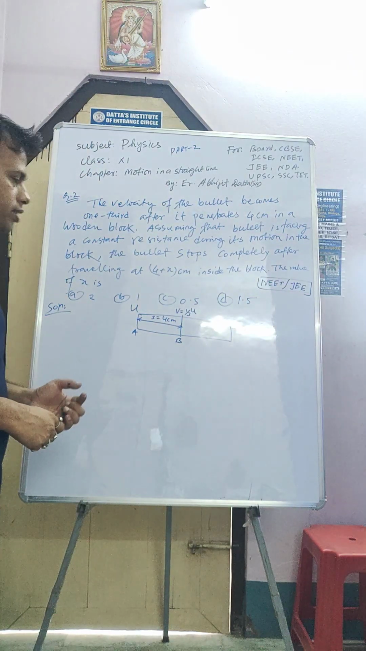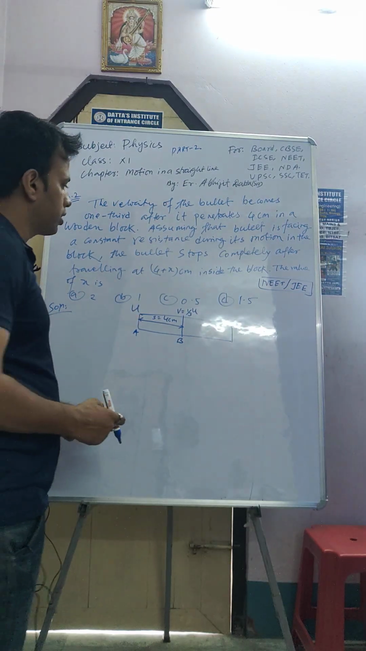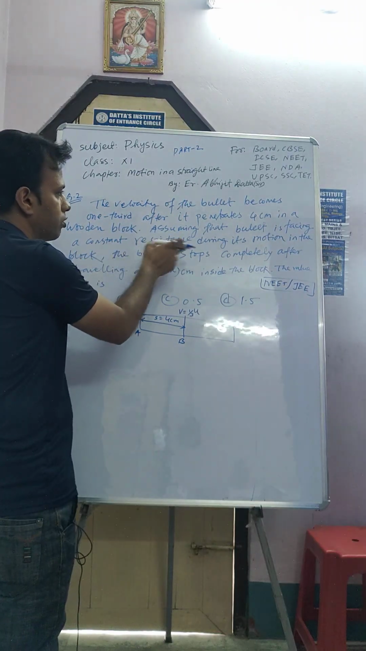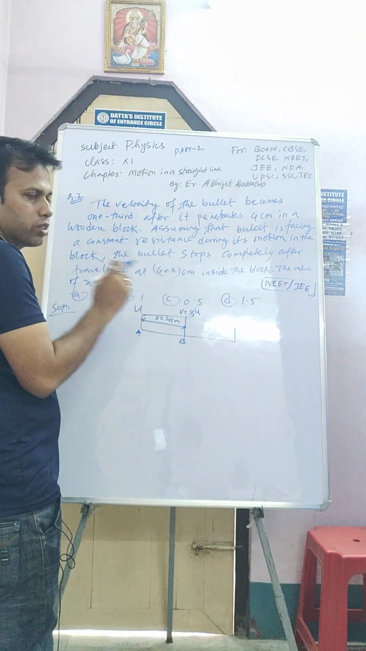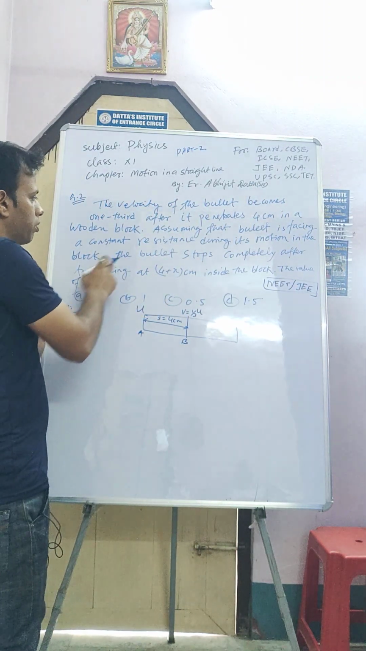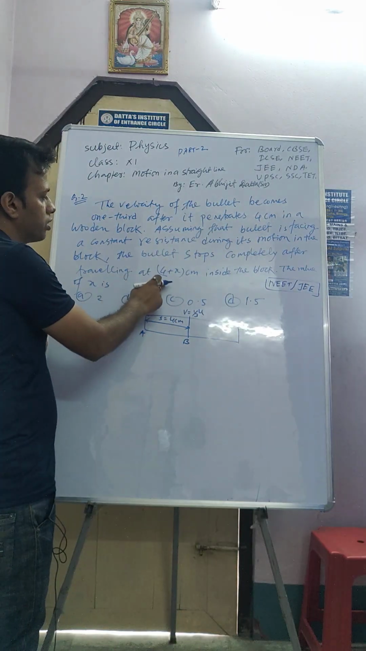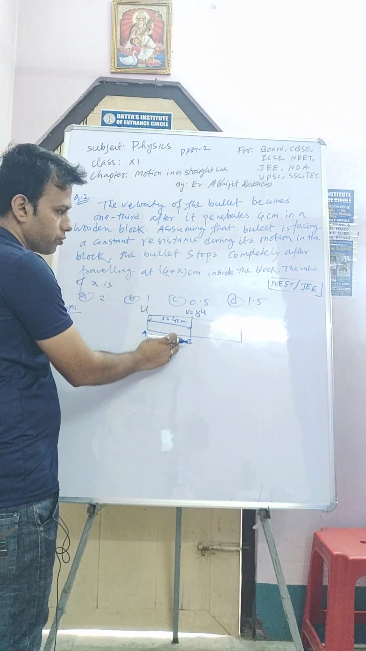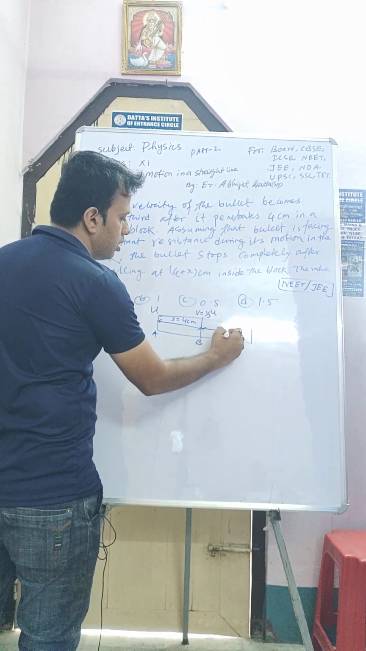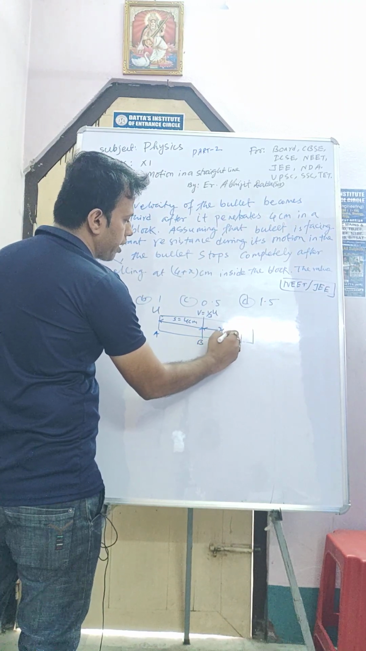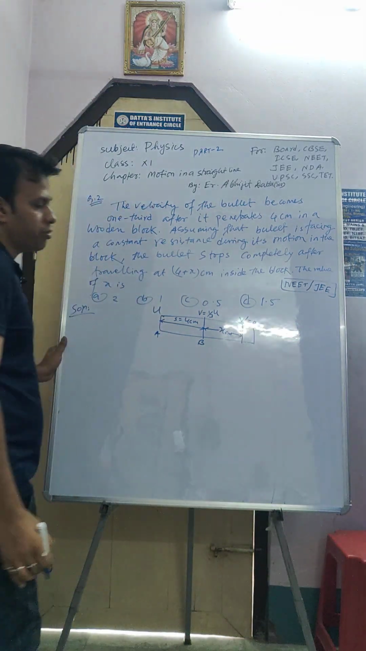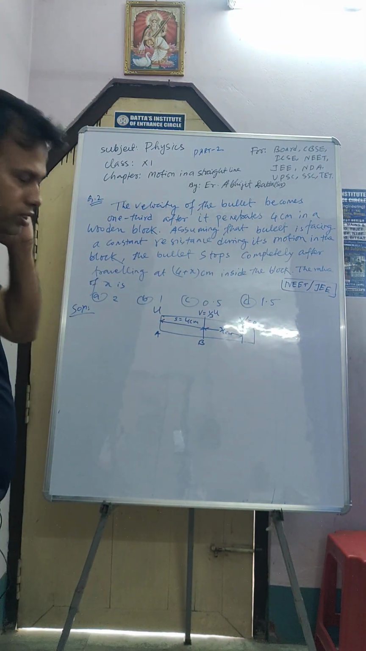Next, assuming that the bullet is facing constant resistance during its motion, because of the density of the wooden block. In the block, the bullet stops completely after traveling 4 plus x cm. That is, this one is 4 cm, so how much distance does it travel further? x cm. After traveling x centimeter, its velocity becomes 0, that is, it stops. So v dash will be 0 here. Now we have to find out what the value of x is.